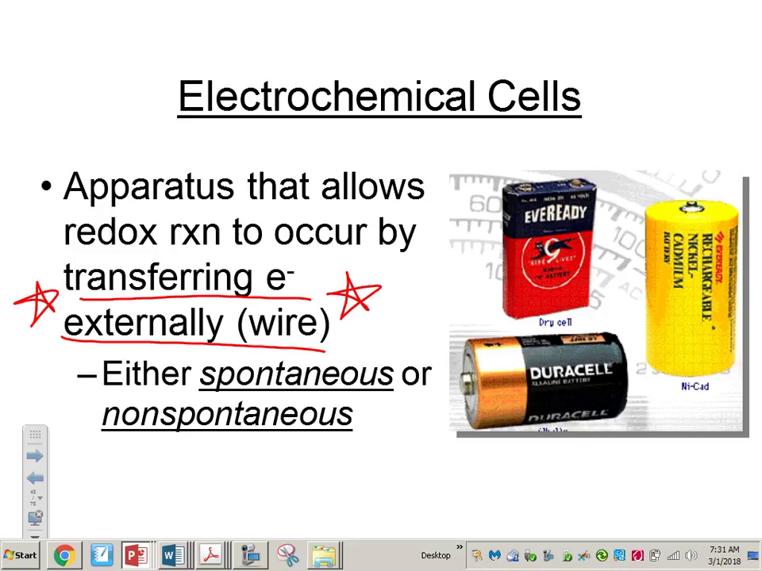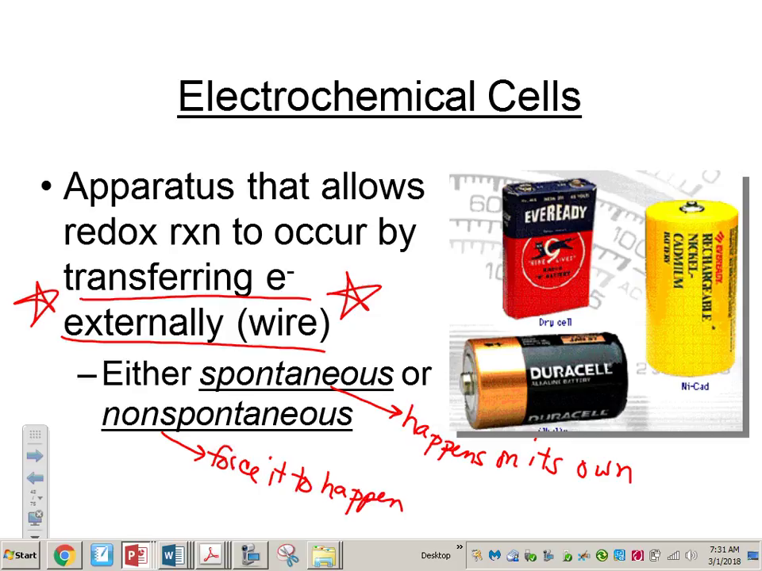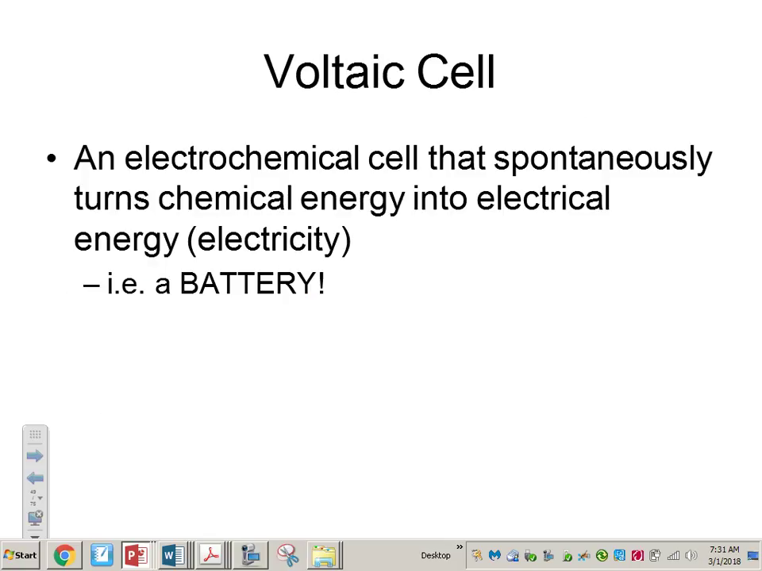These electrochemical cells are going to be either spontaneous or non-spontaneous. Just a little refresher: spontaneous means the process happens on its own, without any outside intervention. Once you set it up, it just happens, and you don't have to do anything to it. Non-spontaneous means you have to force it to happen. It won't happen on its own. We're going to be talking about these two types of cells, but we're mostly going to focus on the spontaneous type.